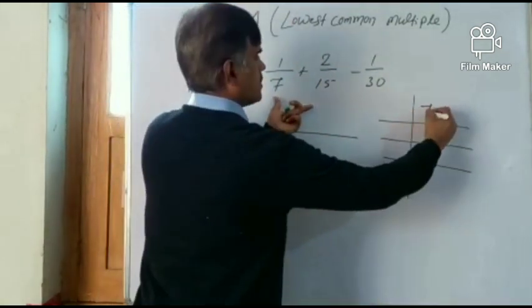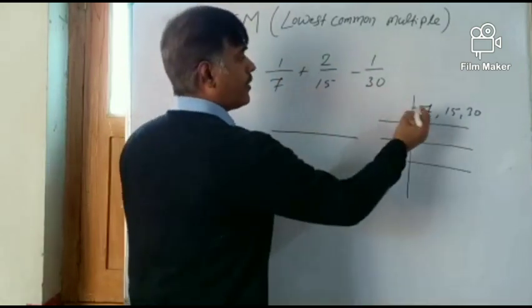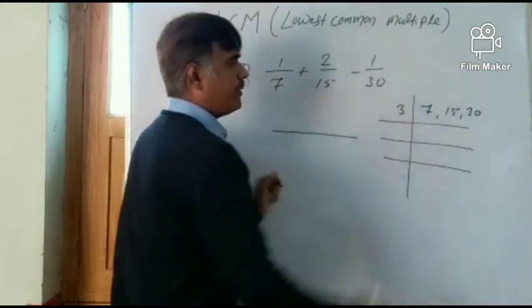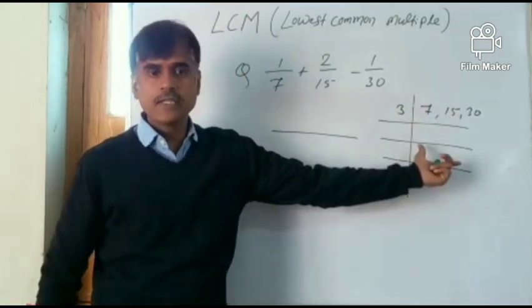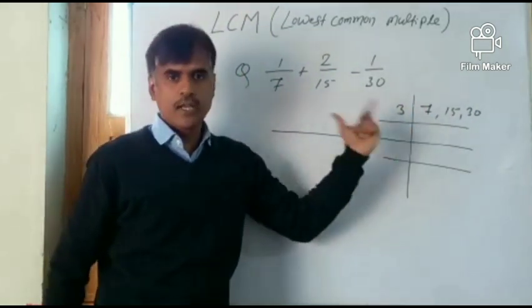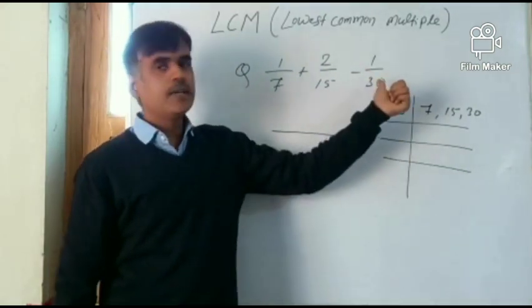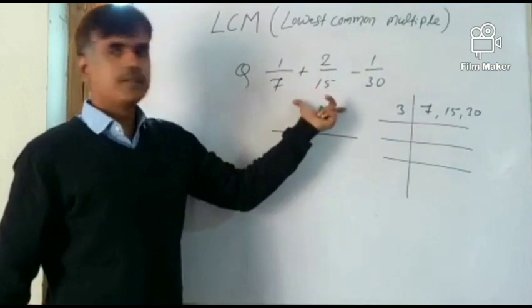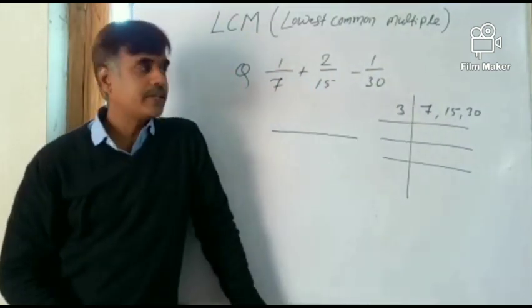Suppose we write 7, 15, then 30. Now what do we do? We take the prime numbers and try to divide these three numbers for finding the LCM. But this is a very lengthy process. Now I will show you the trick for how we can find the LCM just by seeing these numbers. Just by seeing these three numbers you can write the LCM here. This is a very simple trick.